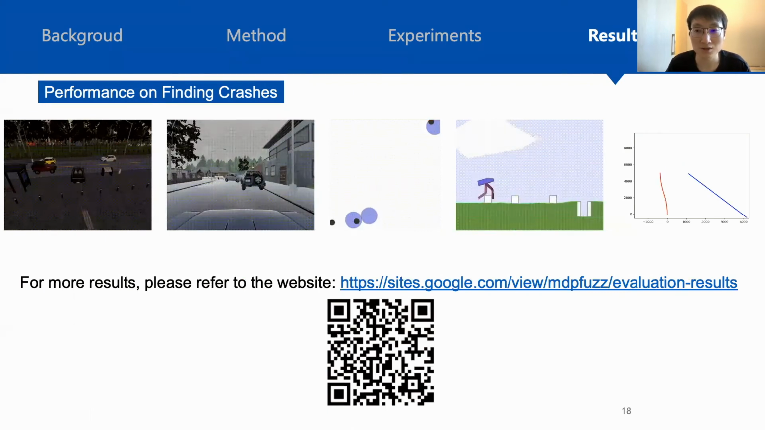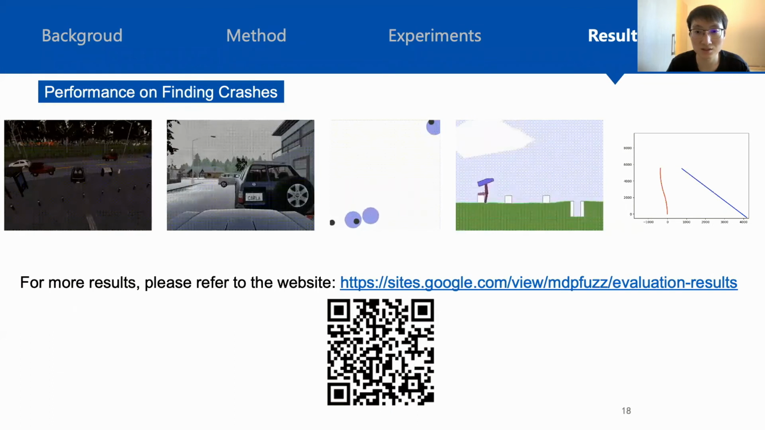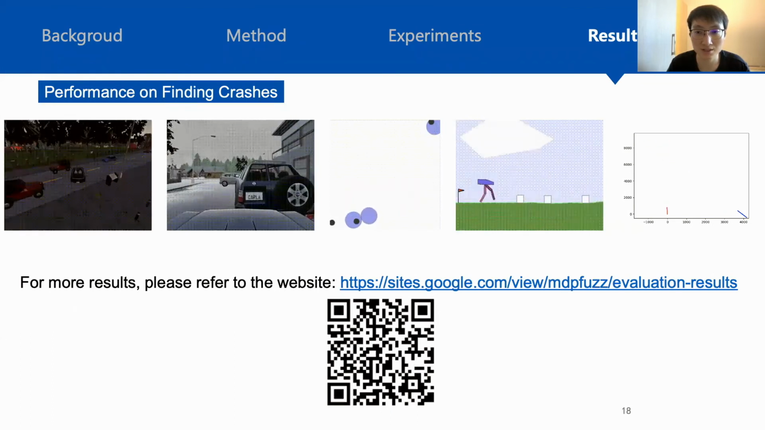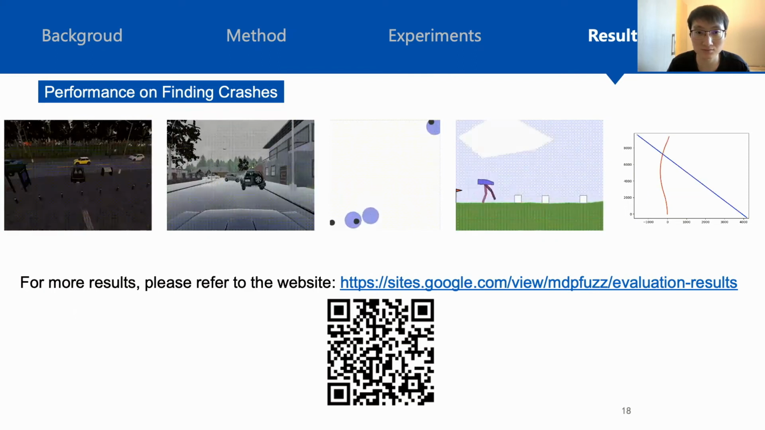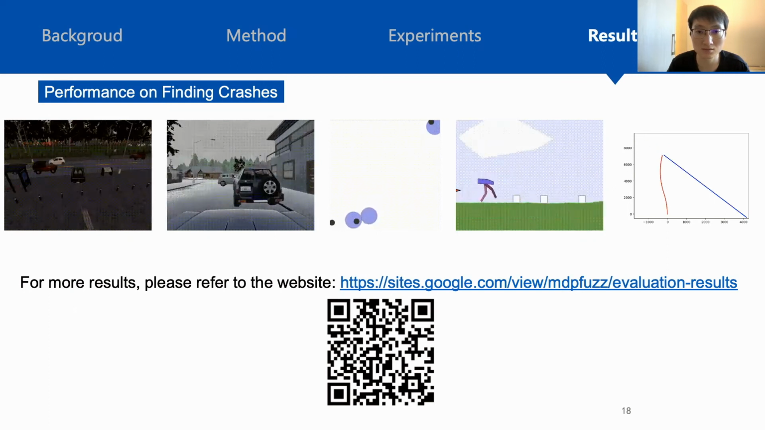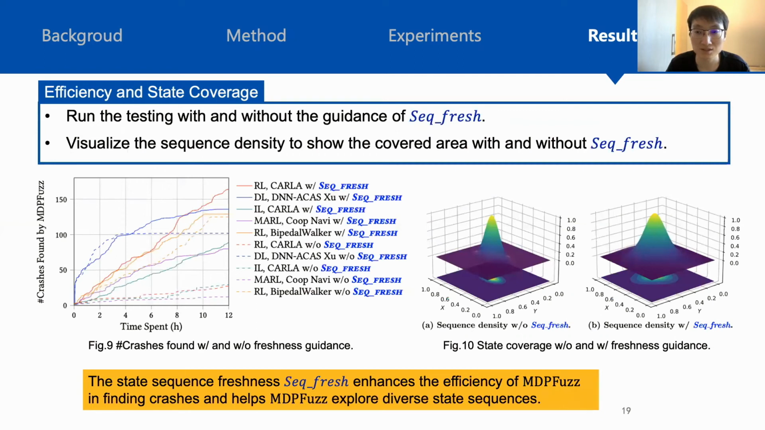We show some cross-triggering state sequences found by MDPFuzz. And the audience can also refer to our website or scan this QR code for more results. Next, we show the effectiveness of our component, sequence fresh. From figure 9, we show that with sequence fresh, MDPFuzz can find crashes more quickly compared to the results without the guidance of sequence fresh.